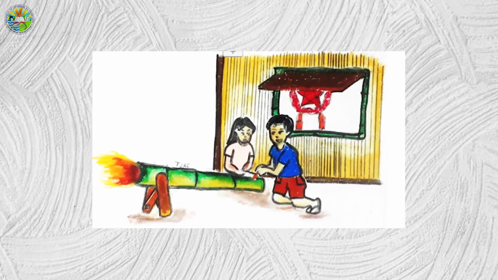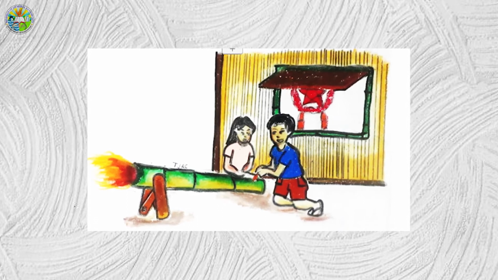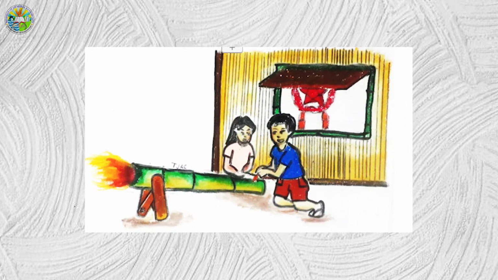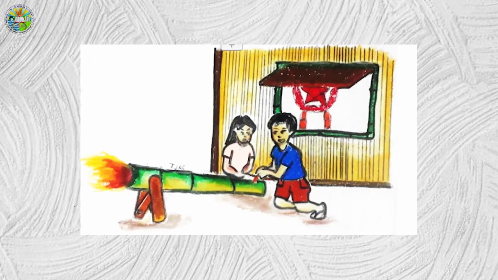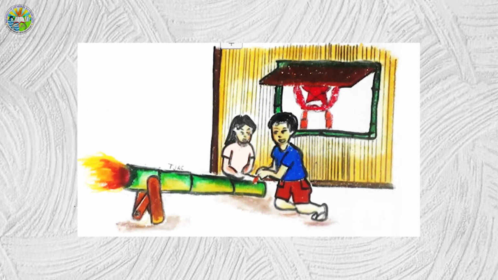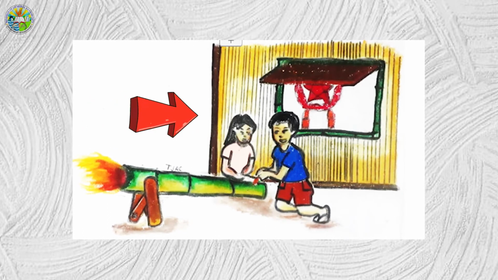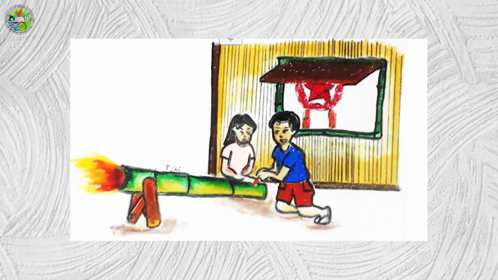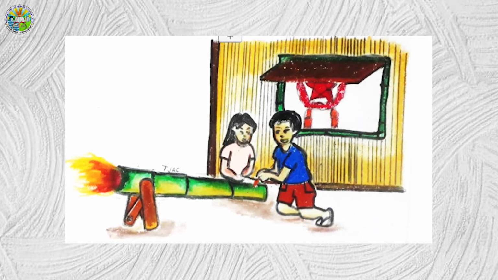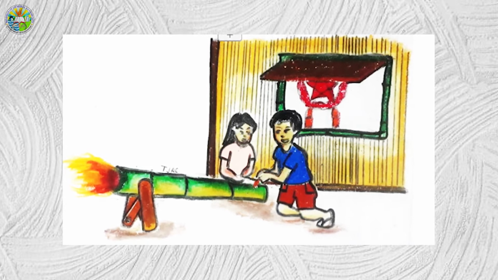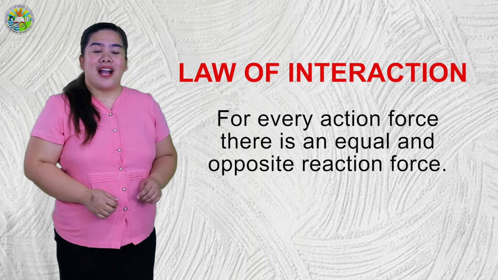Your parents might have experienced using bamboo cannons during their younger years. Ask them about it. They will surely tell you that when a bamboo cannon fires, it recoils. It means that when it releases gas forward, the bamboo moves backward. This concept is very important because it says a lot regarding Newton's third law of motion, which will be the focus of our discussion. The third law of motion is known as the law of interaction.